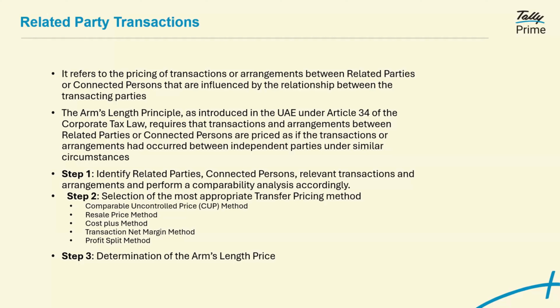There are multiple methods which the domain experts will know better, like the resale price method and the cost plus method. It's up to the domain experts filing the CT return who decide which method to follow. So any transaction that happens between a common owner or related businesses, the pricing has to be at arm's length, or what we call market value.